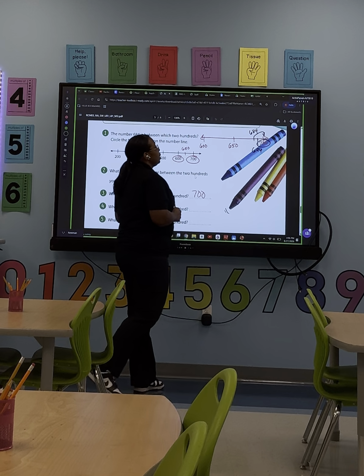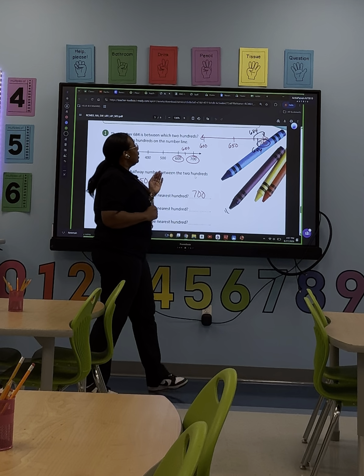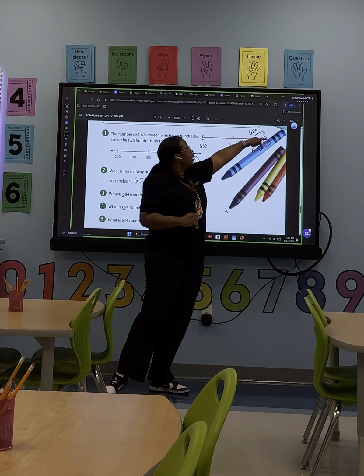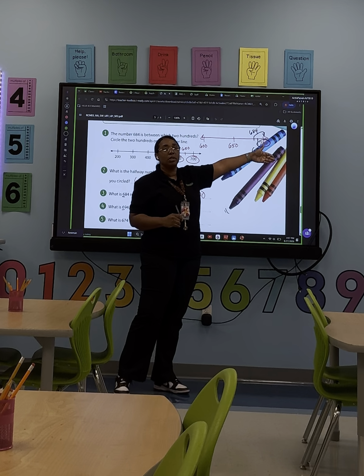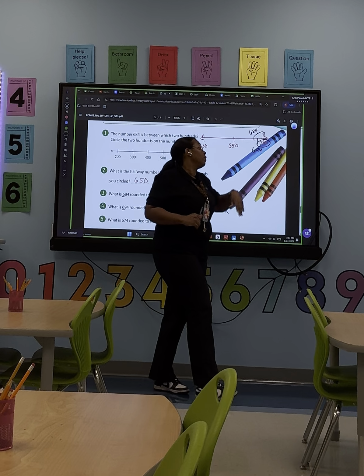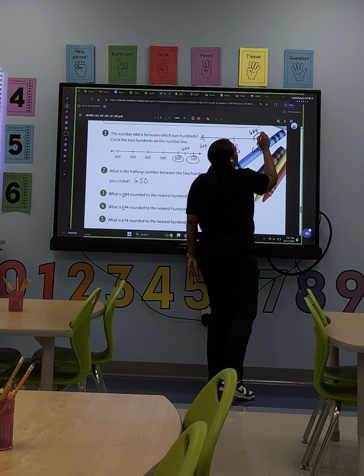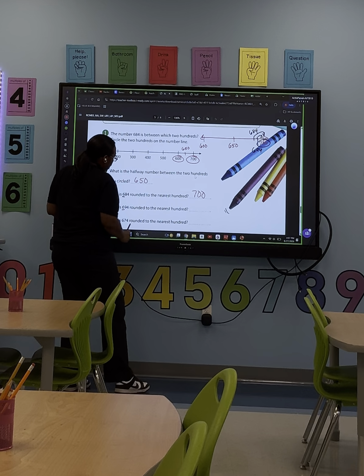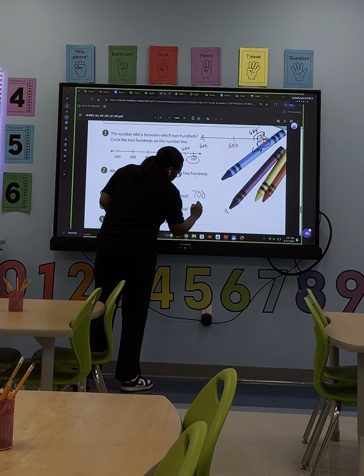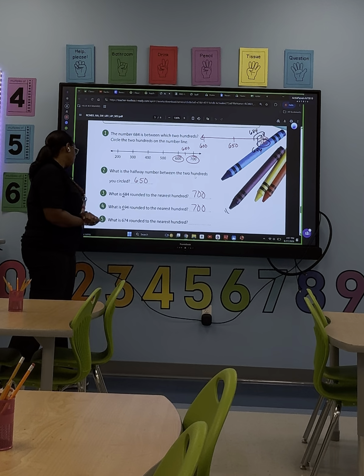Right there. So then I ask the question, well, is it going to round up to 700 or is it going to round down to 600? And they'll say it is closer to 700, so it's going to round up to 700. So my arrow is going to go up to 700, and 700 is going to be my answer. And I'm going to put that on my line for number 4.